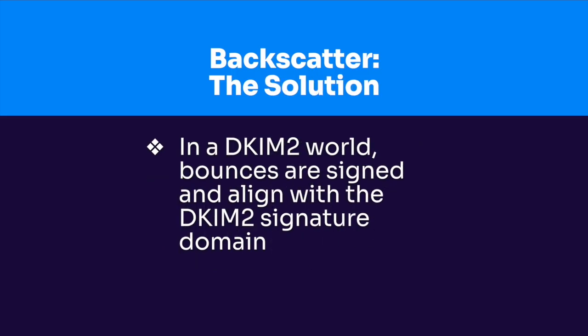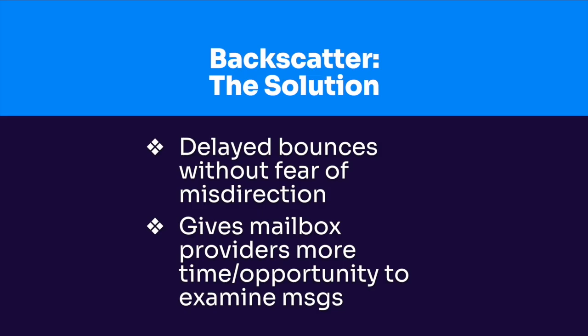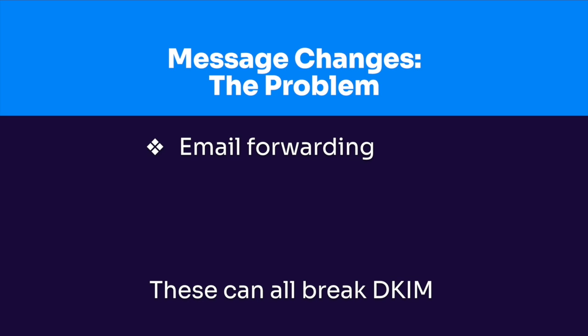DKIM2 proposes signing and aligning the bounce address with the message's domain. That helps ensure that bounces go to the right place and reduces false non-delivery notifications. It also opens the door for more delayed bounces, giving mailbox providers more time to analyze messages before deciding to accept or reject them.